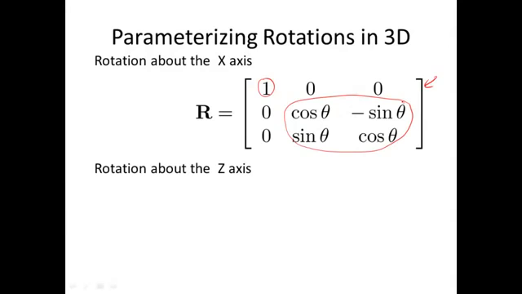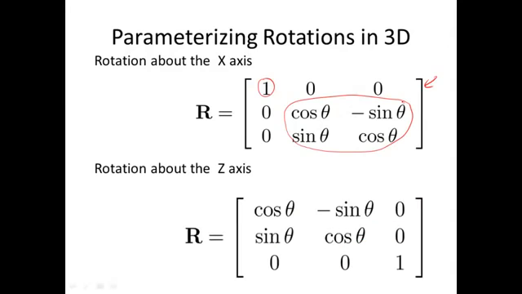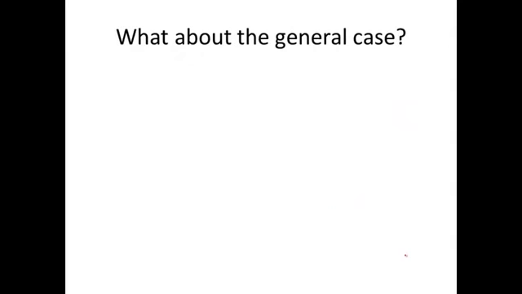Let's consider rotation about the z-axis. And this is also easy because, recall that these are the x, y and z components. So in the x and y plane we have a standard 2D rotation matrix. On the z-axis nothing much happens, so that's why we have these simple rotation matrices. But what do we do in general? That's the question that we'll study in this lecture. What about the general case?